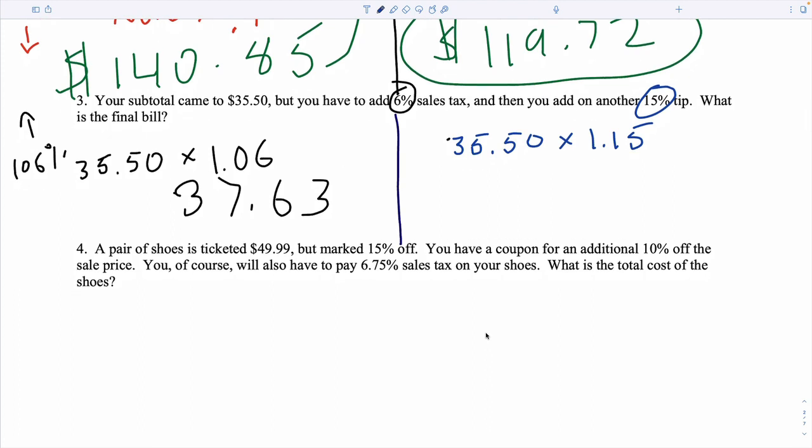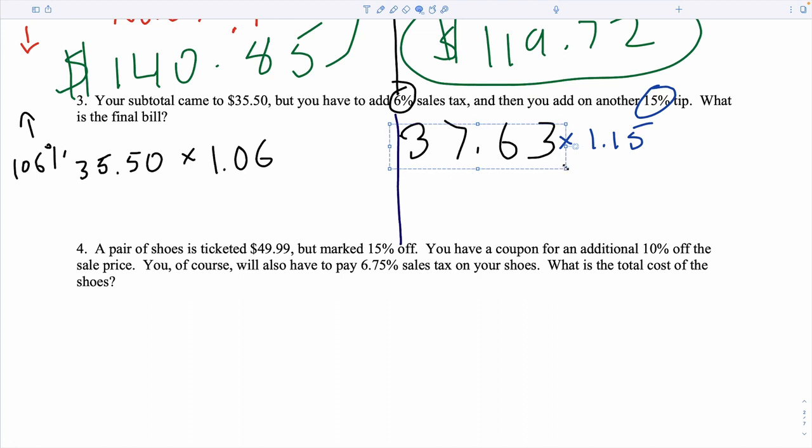Turn and talk for 30 seconds. Go. I made a mistake. What was it? 3, 2, 1. Most common blunder for this lesson in 6th and 7th grade. Colton, what was it? It was that you did 35.50 instead of 37.63. This total was the original. I have to take the other number that I got from the first percent. Now you can multiply, and what's my answer?